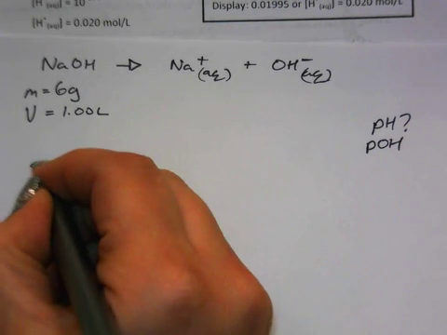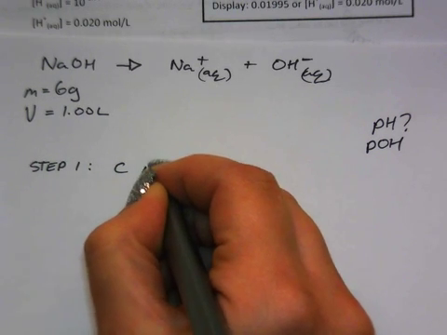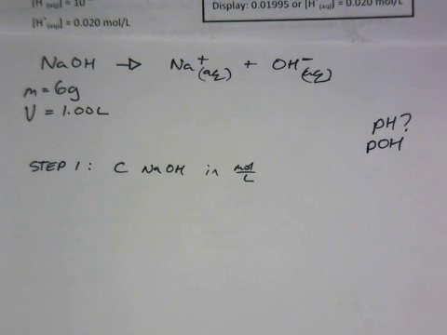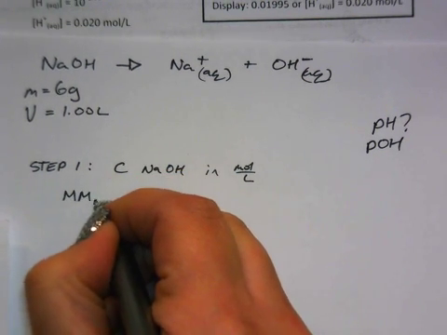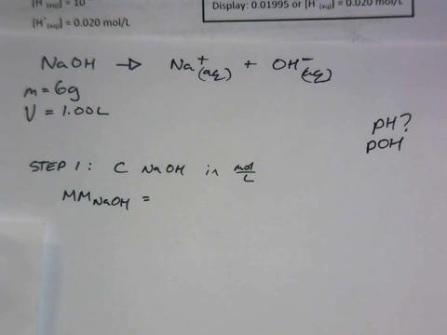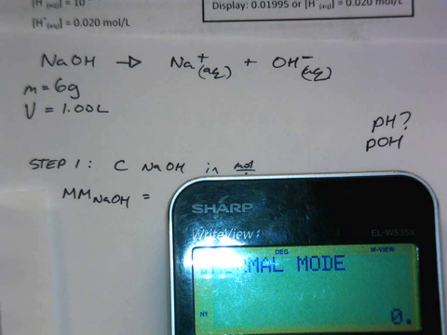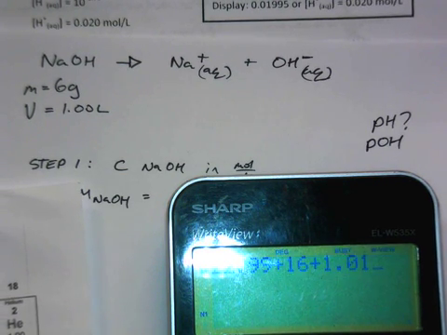So, step 1. I need the concentration of NaOH in moles per liter. Alright. So, I have mass. I want the molar mass of NaOH. Any time I'm given mass, I want the number of moles. So, sodium plus oxygen plus hydrogen, 40.